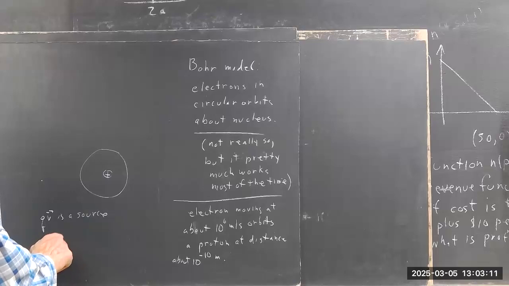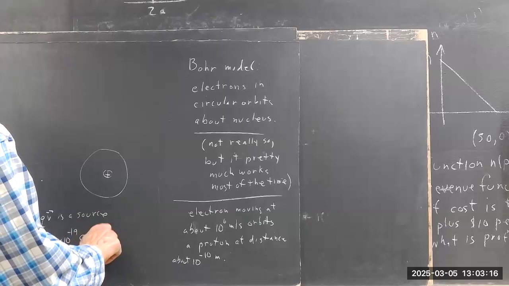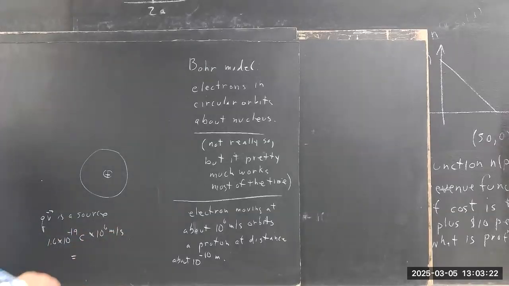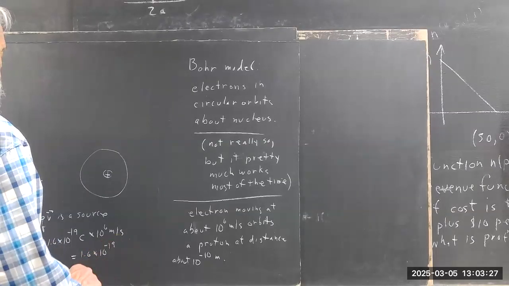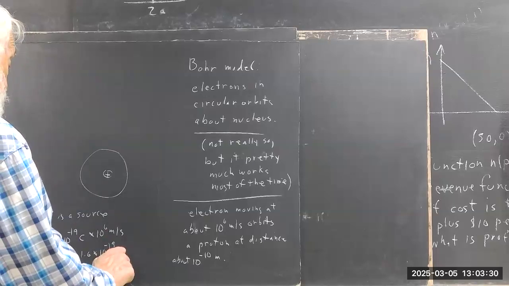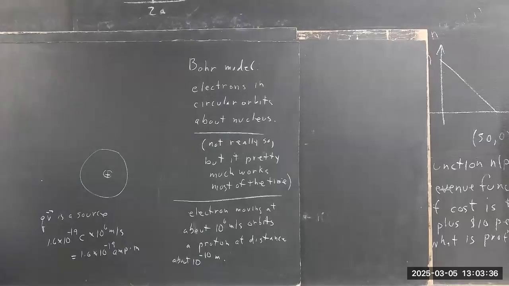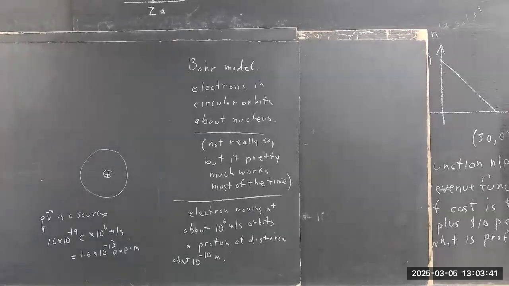What's Q? 1.6 times 10 to the negative 19th coulombs multiplied by 10 to the 6 meters per second. What do you get? You get 1.6 times 10 to the negative 13, sorry, coulomb meters per second. That right there's a source. You can use QV cross R. R is just a vector.